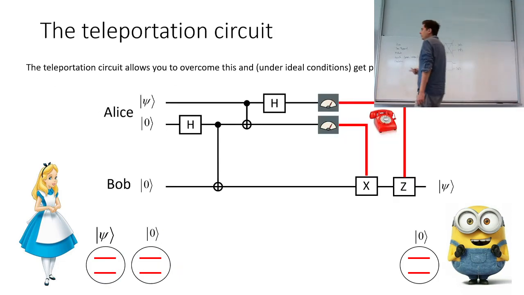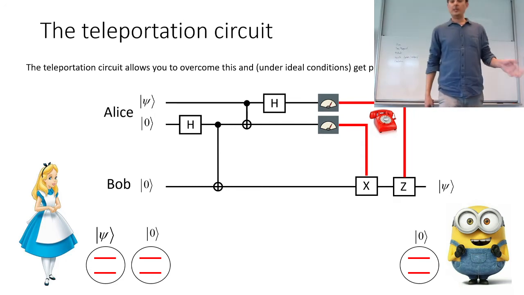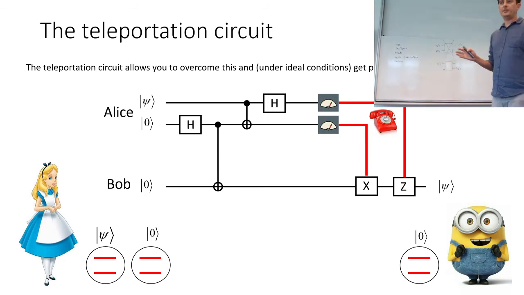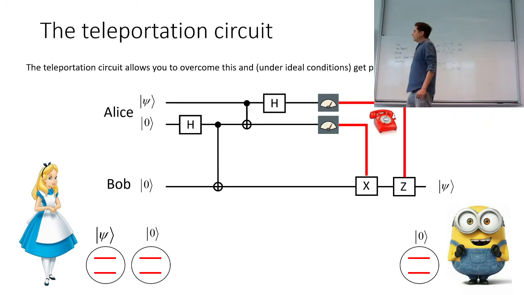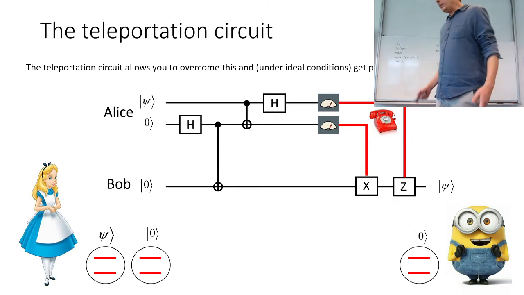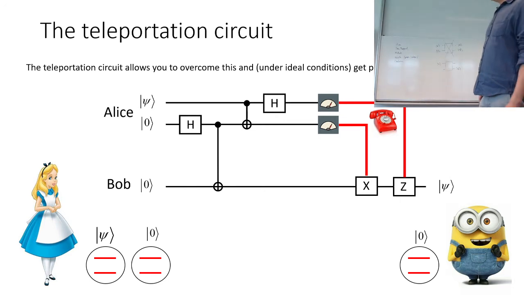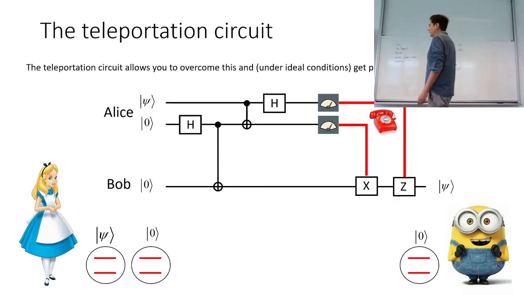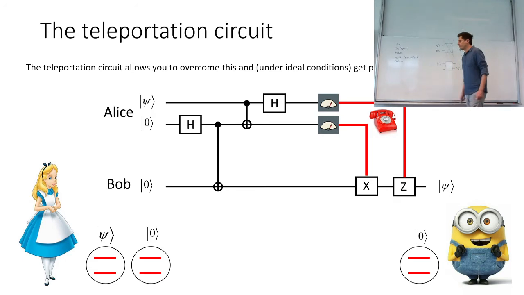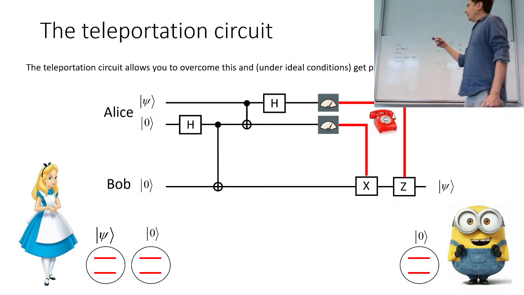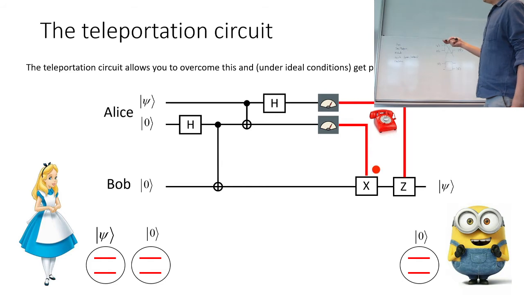So what I'm going to show you is a way of getting not 66%, but 100% accuracy. If you use this particular quantum circuit, you can transfer the state from Alice to Bob with 100% accuracy in theory. But it does require Alice and Bob to communicate something. So we'll talk about that. The scheme goes something like this.